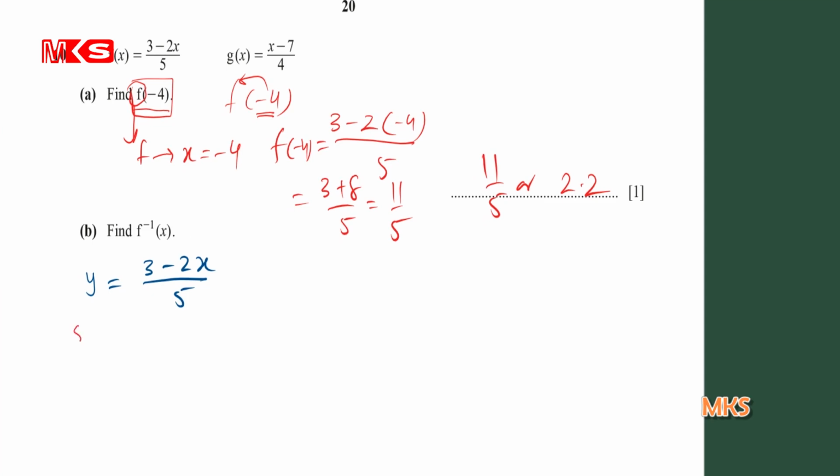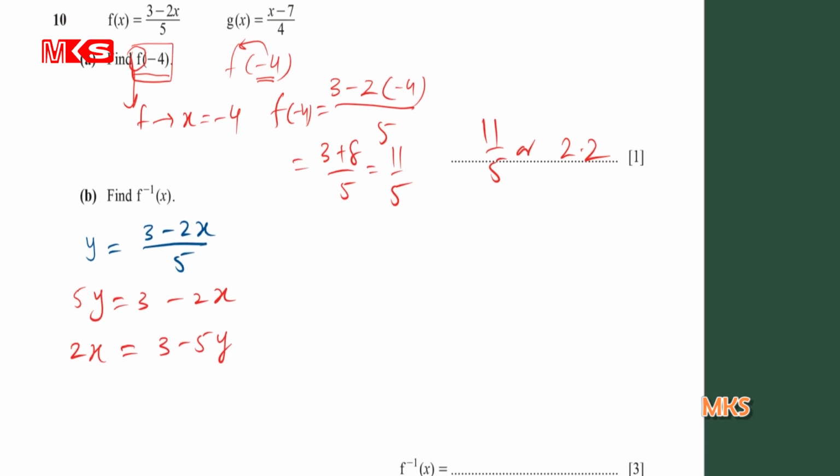तो आपके पास हो जाएगा 5y is equal to 3 minus 2x. So that will become 2x is equal to 3 minus 5y. और अब आपके पास x will be equal to 3 minus 5y over 2. So the second step is make x the subject.